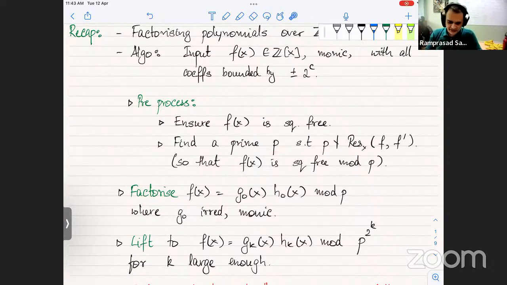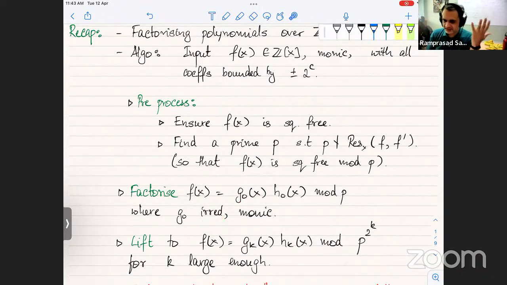you are in a situation where you're dealing with a polynomial f such that f remains square free even modulo the prime p. So now f mod p is like you're trying to factorize f over the finite field F_p, which we know how to do. So therefore, we will run our factorization algorithm to get g naught and h naught, where g naught is one of the irreducible factors and h naught is everything else.